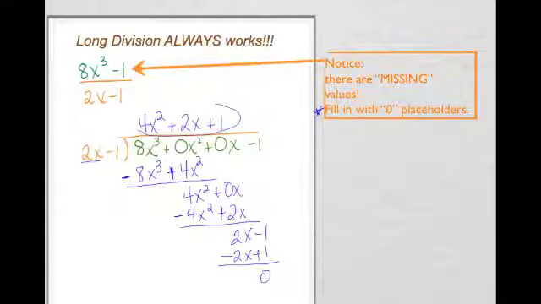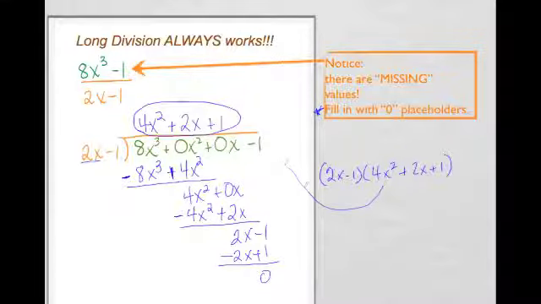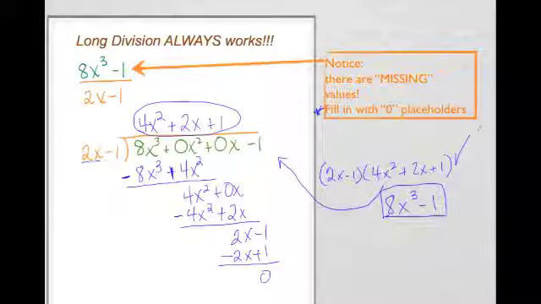So here's my answer. What that tells me is if I used FOIL and multiplied out these two polynomials, I would end up with this, which is 8x cubed minus 1. This is actually a cube, the difference of two cubes. And if you factor that using the ways that we used to factor it, you would see that this is exactly what you get.